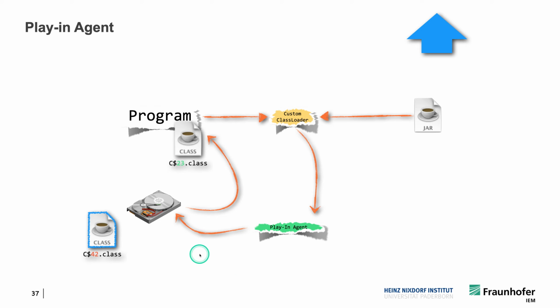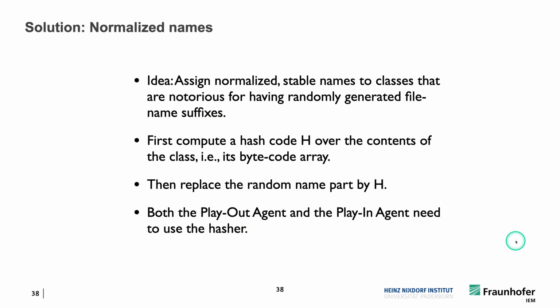And as a researcher, I like challenges, so I wanted to solve this as well. And we came up with a solution that almost always works. The solution is to normalize the class names. The idea is that we assign normalized and therefore stable names to classes that are notorious for having randomly generated file name suffixes. We have a certain heuristic, basically a certain allow list, that is used within Tamiflex to decide whether a certain class name is likely to contain a randomized fraction of a class name, right? And then over this randomized bit, we compute a hash, okay?